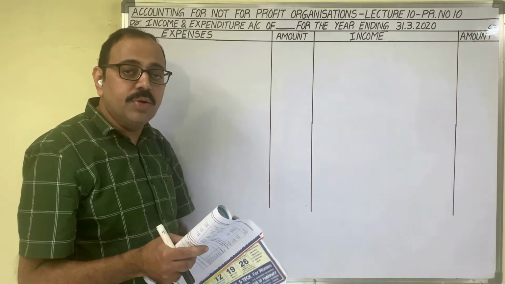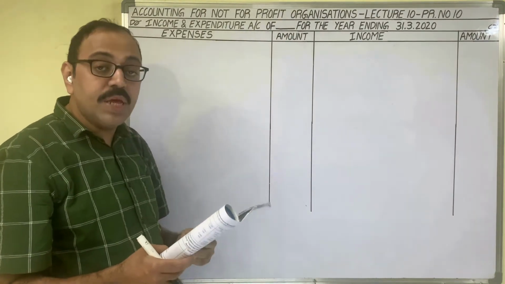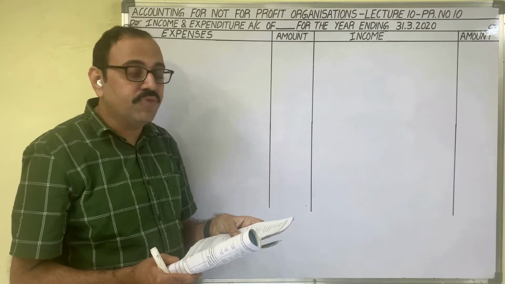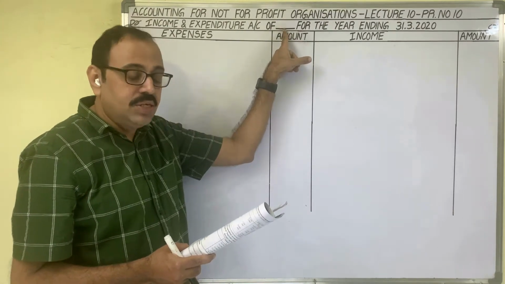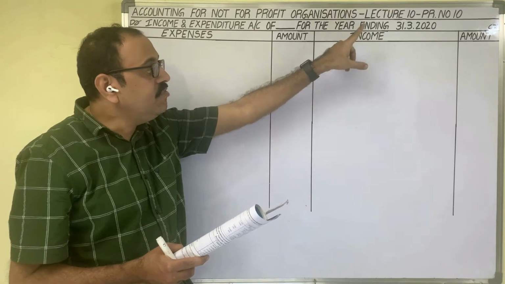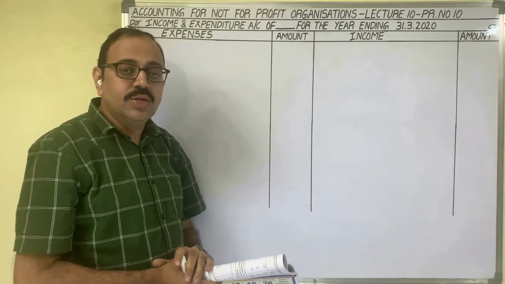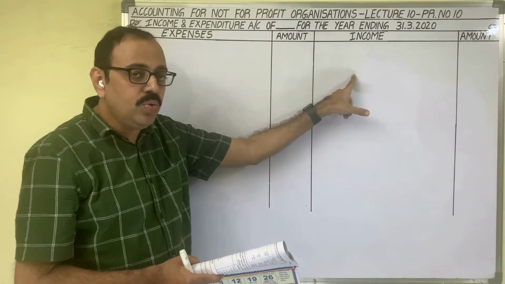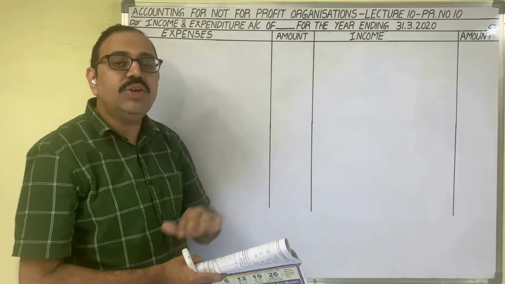In the present problem, in whose books we have to prepare this income and expenditure account, the firm's name is not given. Therefore, we have written dash. For the year ending 31st March 2020. So the current year is 1st April 2019 to 31st March 2020.